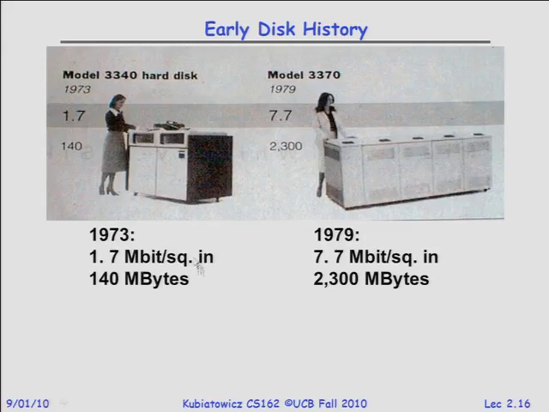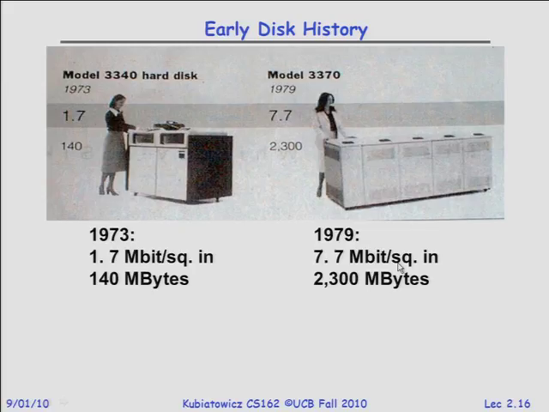So the thing I want to point out to you, other than the size, is notice that in 1973 we were getting about 1.7 megabits per square inch on the disk drive. Okay, so per square inch, 1.7 megabits. In 1979, it's about 7.7 megabits per square inch. Does anybody know what the going density is? How much? 4. Very good. Looking at my slides, are you?